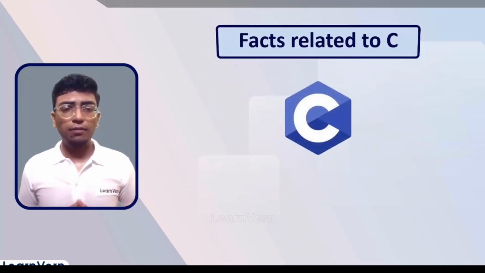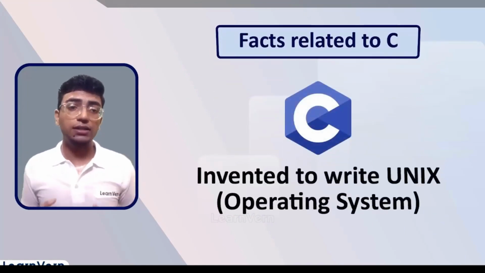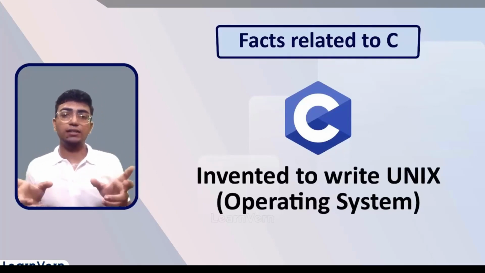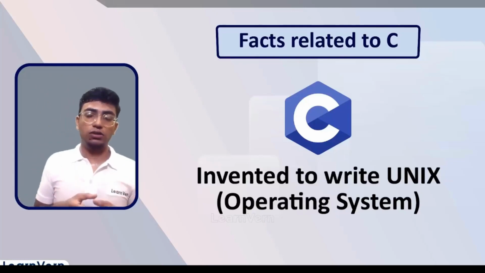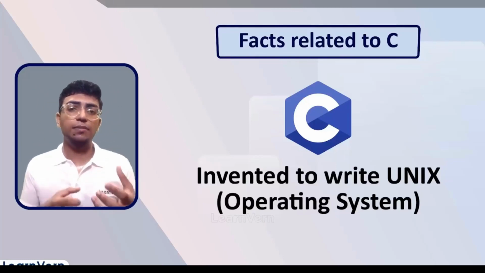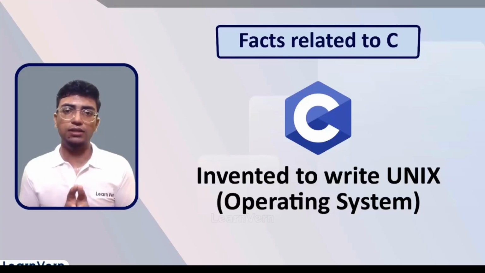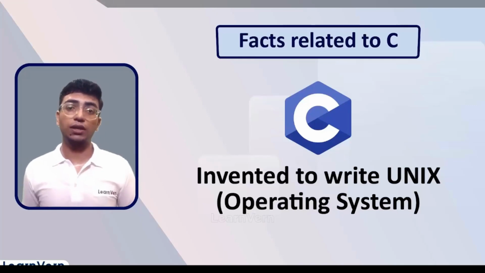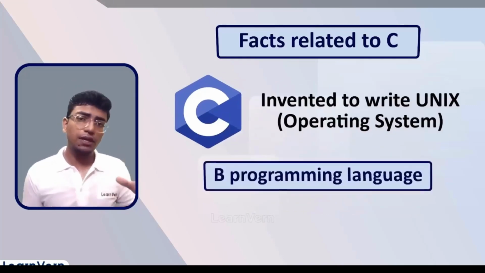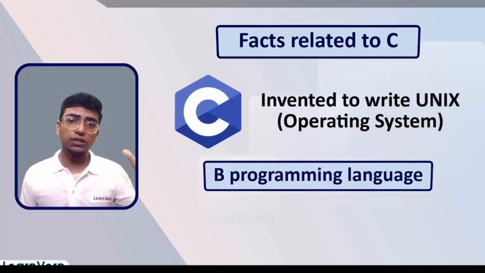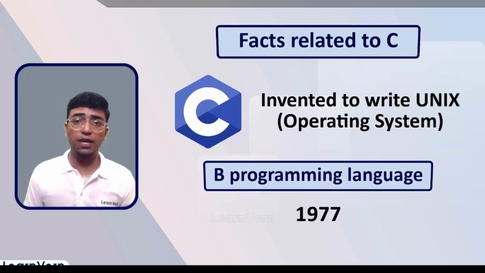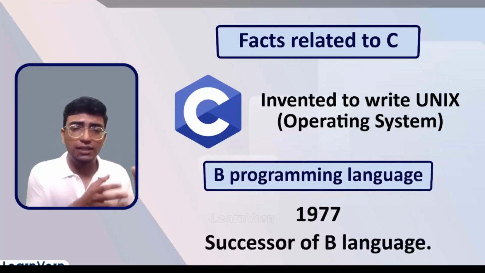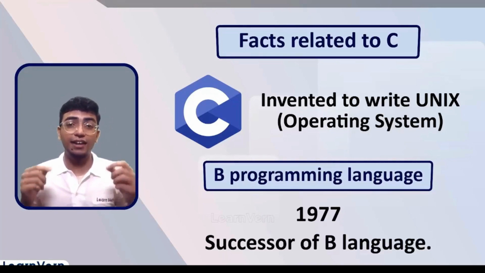The C programming language was invented to make Unix operating system. That means Unix operating system is similar to Windows. The way the Windows work, the Unix operating system works in a similar way. To make that, the C programming language was invented. Before that, there was one B programming language at that time, around 1977. So that's the reason when we made this language, we called it successor of B and named it C.